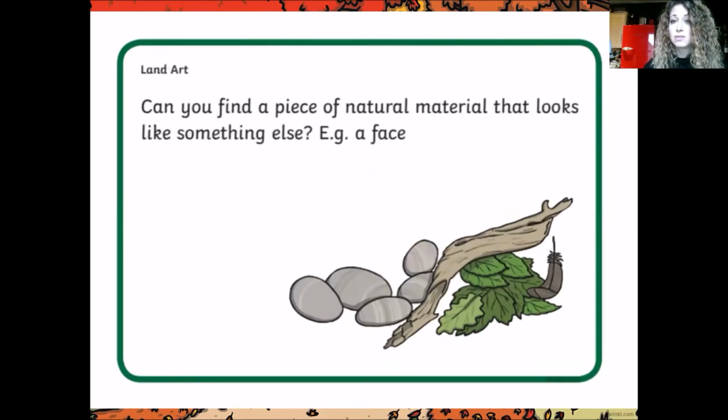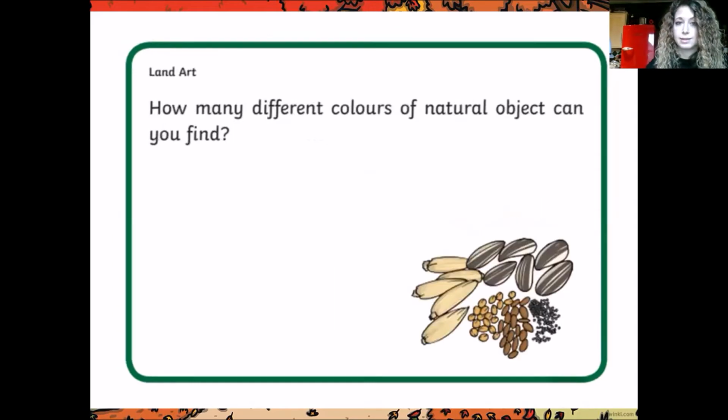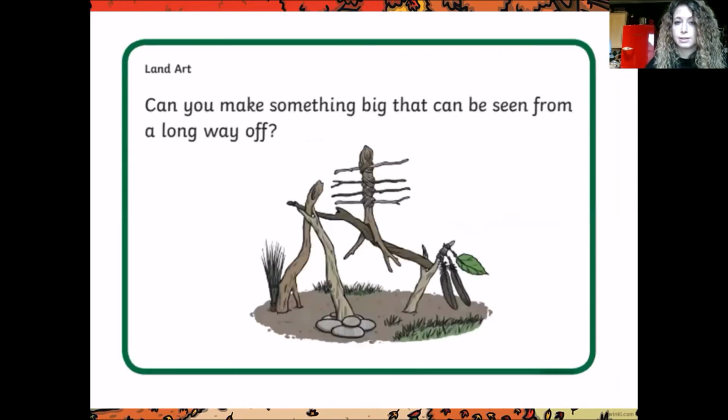Can you find a piece of natural material that looks like something else? For example, a face. Or do you know, I pass a tree every day on my way to school that looks like it has one big eye in it. How many different colours of natural object can you find? Can you make something big that can be seen from a long way off?